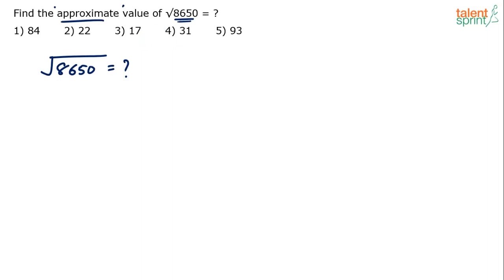Simple understanding is, let's look at 90 squared. What is 90 squared? 90 squared we all know is 8100, right? Or conversely, we can say the square root of 8100 is equal to 90. Right, 8100 you all know is a perfect square. So the square root of 8100 is 90.